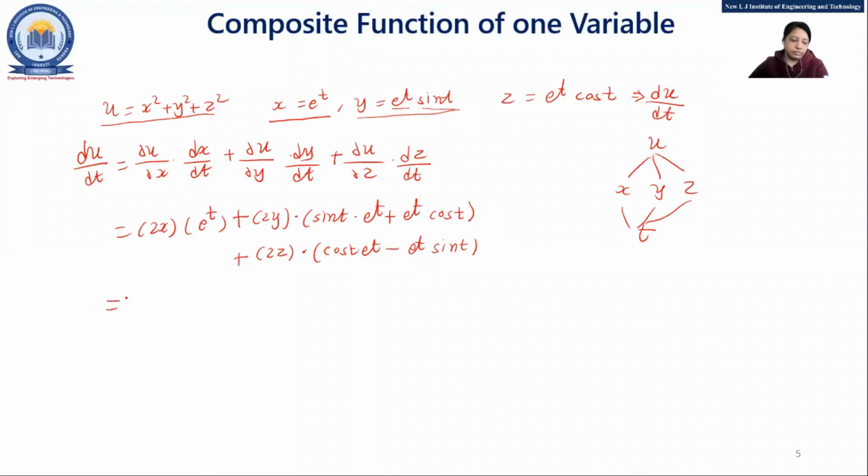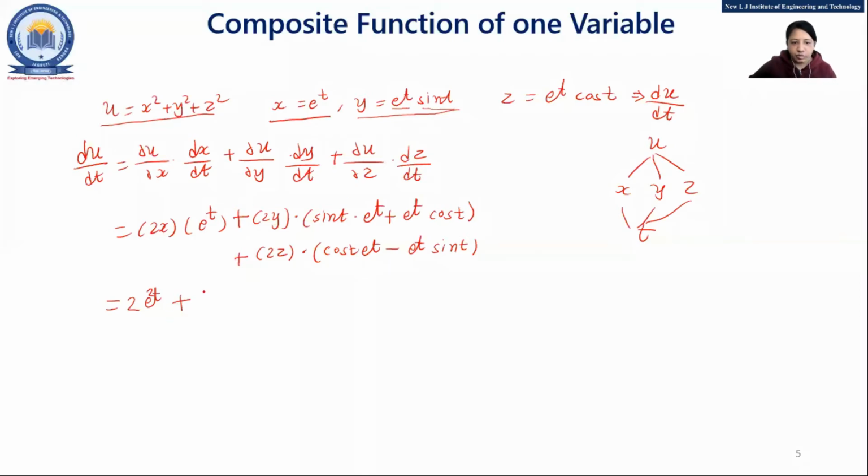So, equal to 2x into e raised to t. Now I'll put the value of x also. So x is e raised to t. So I'll write 2 into e raised to t, which times e raised to t gives e raised to 2t. Fine? Plus 2y. So y is e raised to sin t.